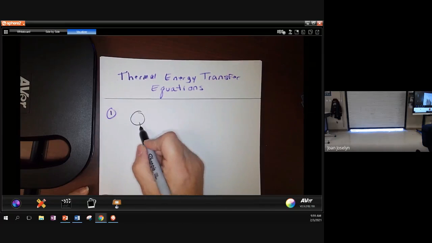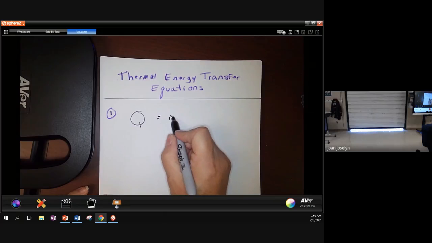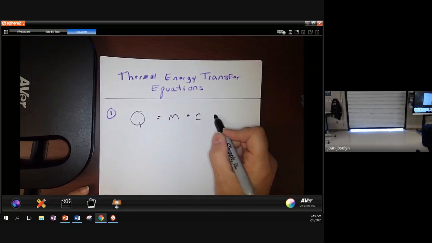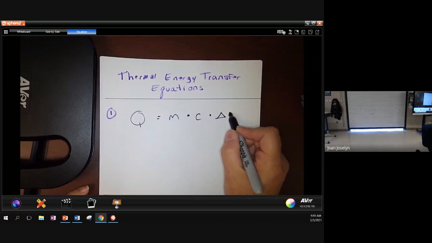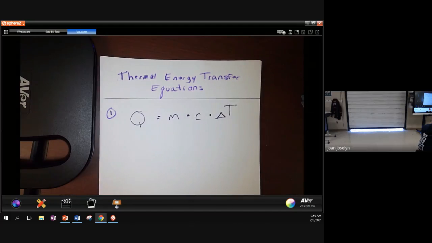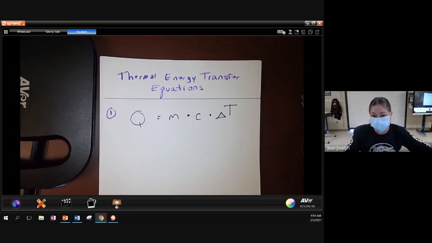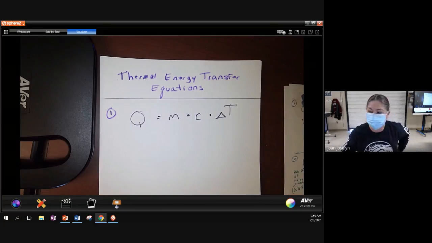All right, first one, Q equals M times C times delta upper T. Q doesn't really mean anything. The dude who discovered the theory just said, hey, look what I found. Let's use Q. These scientist guys are weird like that.